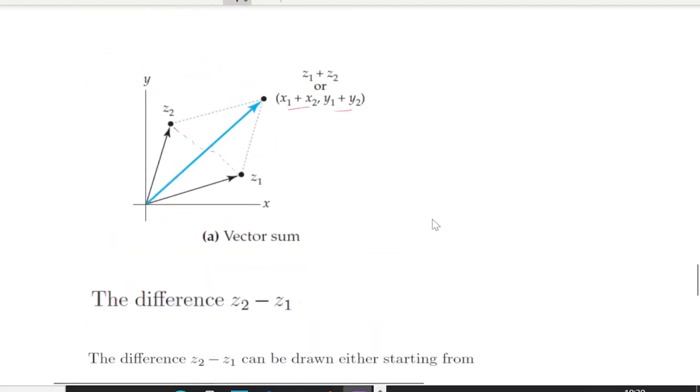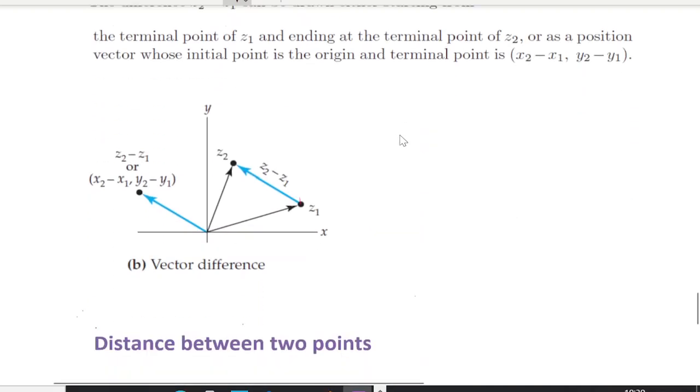and ending at the terminal point of z2. So we should take the direction like this, z1 to z2. Or else you can translate this to the origin as a position vector, whose initial point is the origin and terminal point is (x2 minus x1, y2 minus y1). So this is how we will represent the difference of two complex numbers in a vector manner.